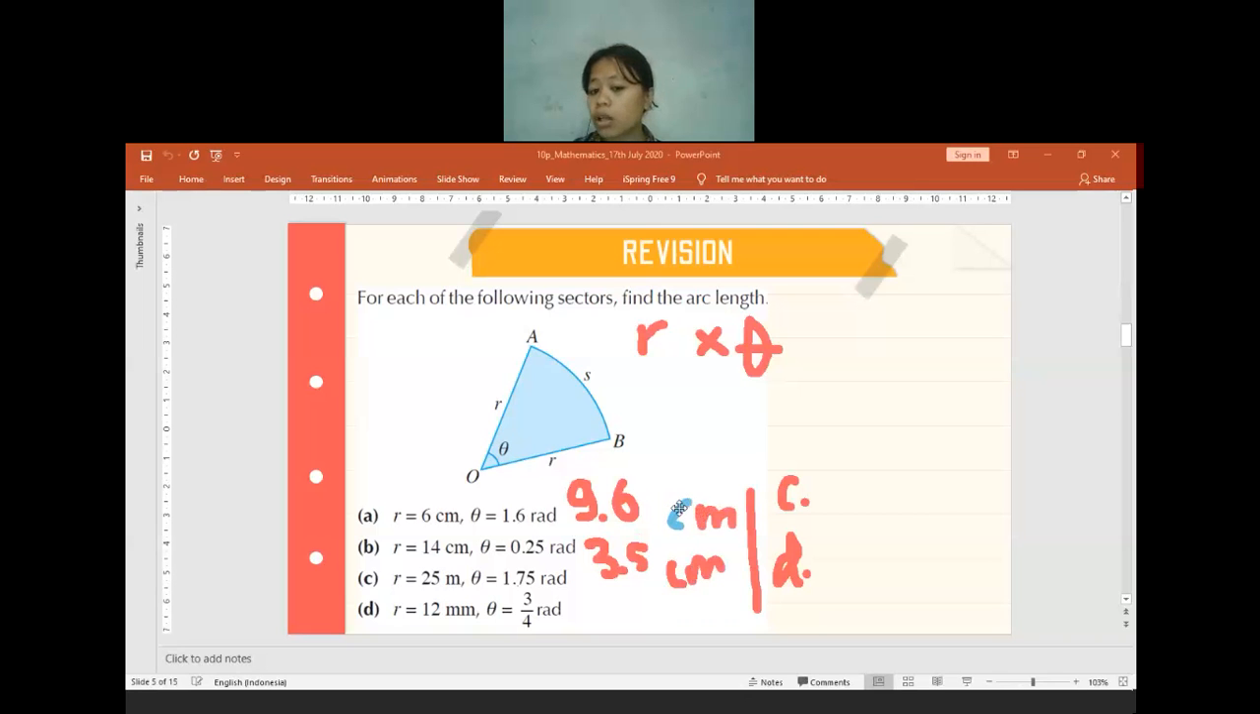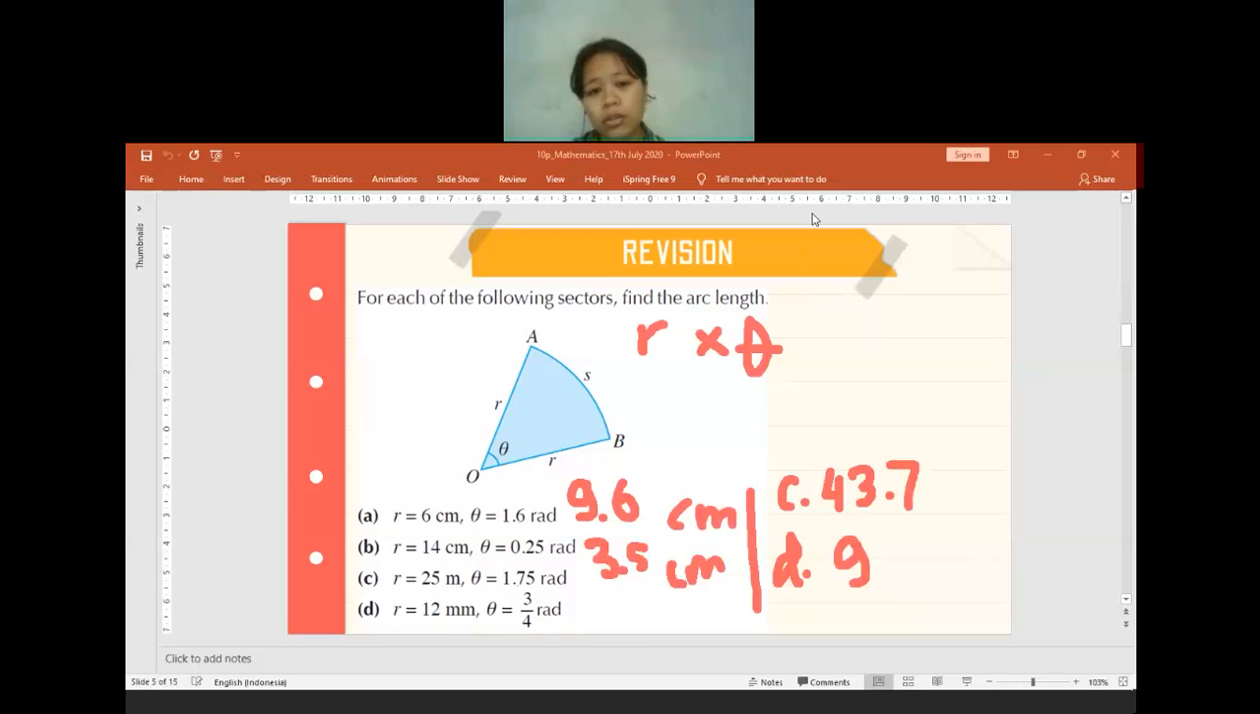You can use a calculator, right? Wait, I think 43.75. Okay, 43.75. And then for question D, 9. Okay, thank you to those who already unmuted themselves and also typed the answer through the chat box.